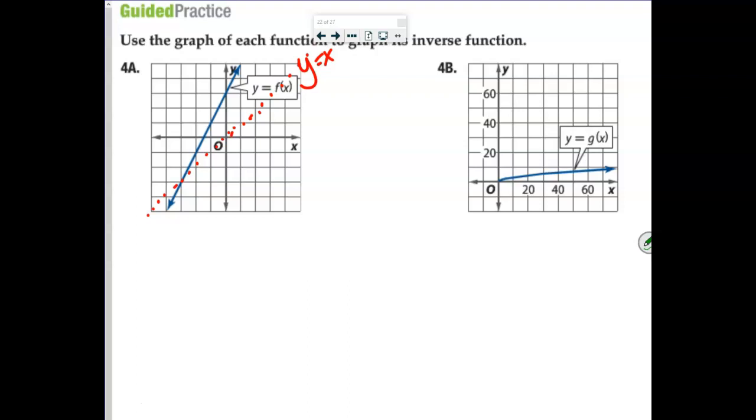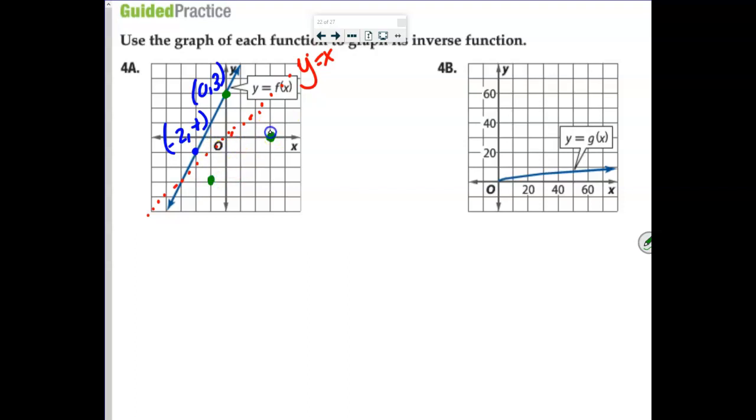Remember, the whole point of inverse functions is that the ordered pairs reverse each other. So if this is the ordered pair (0, 3), that means your inverse function is going to have the ordered pair (3, 0). And if this, I'm just going to pick up another one here, if this is the ordered pair, what is it? (-2, -1). What ordered pair will my inverse function have? (-1, -2).